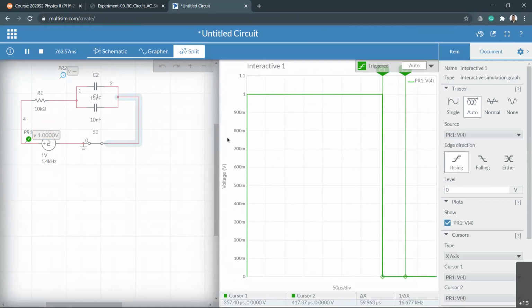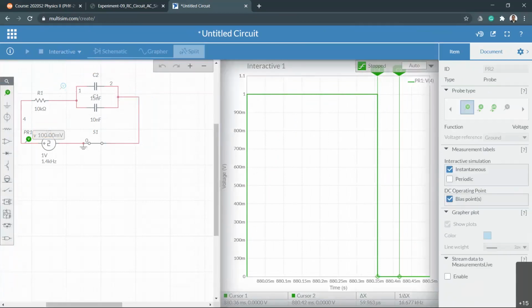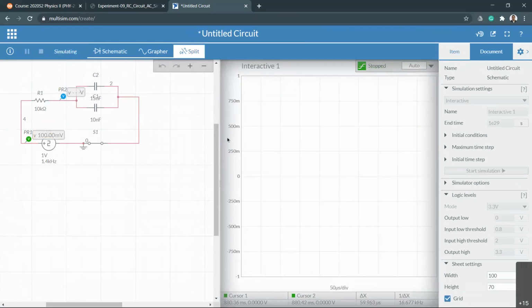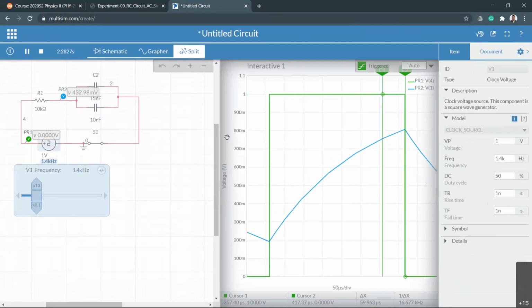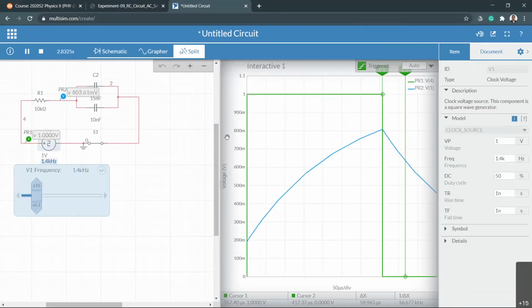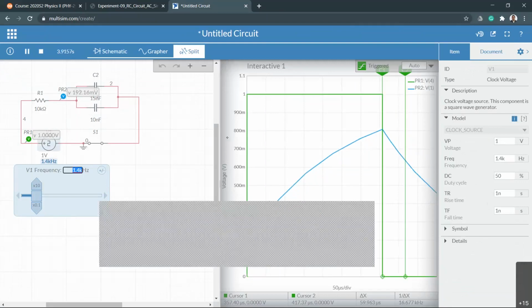Oh, I forgot to bring the sensor back, right? You can see the blue sensor, right? That's the other voltage sensor. You have to click and bring it to here. Okay, let's simulate again. All right, I have both curves. Now you can see the blue line is not fully charging, right? So which means I have to adjust the frequency again. So which means I have to give more time. So maybe I have to change the frequency more, right?